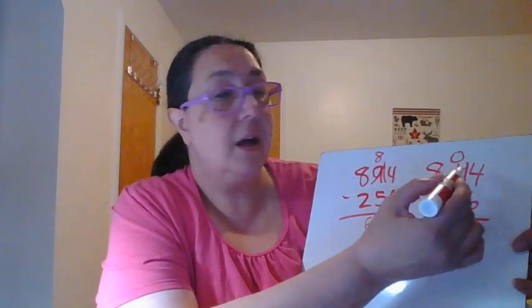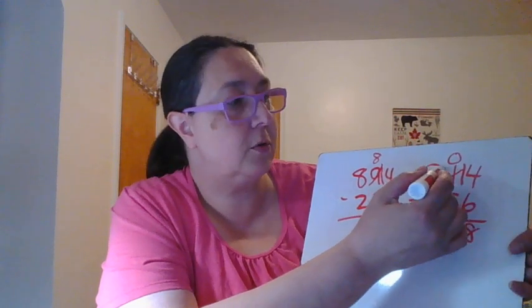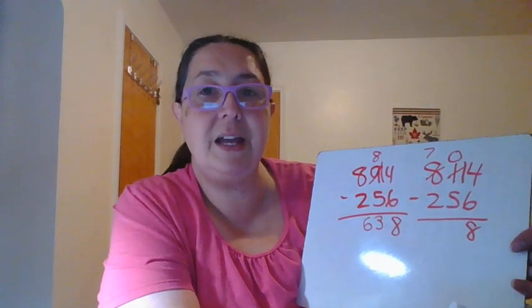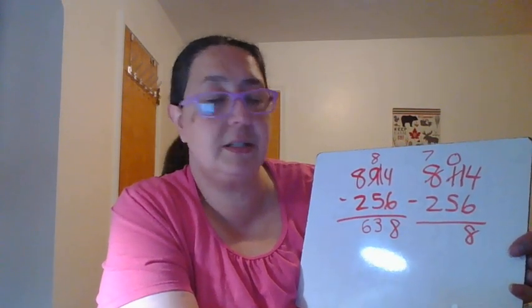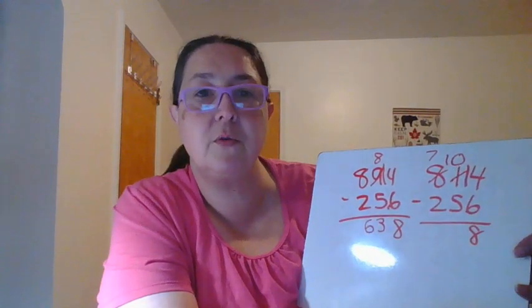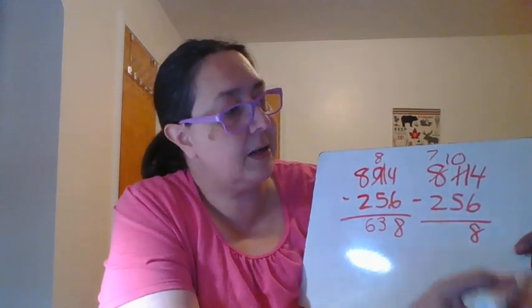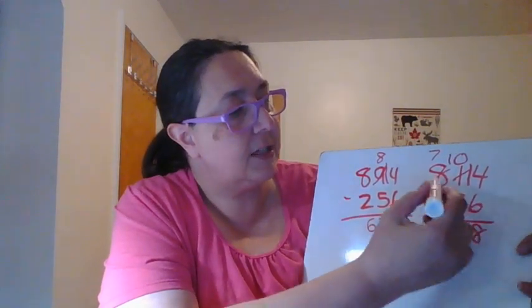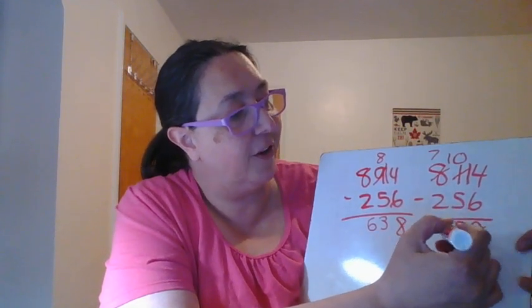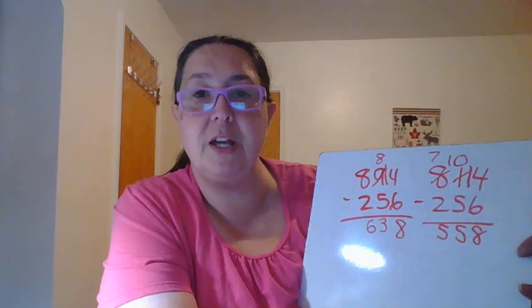I can't. Here's the new thing. You're going to regroup from the hundreds place. So I'm going to take 100, break it up into tens, and bring those new tens over here. So now I have 10 minus 5 equals 5, 7 minus 2 equals 5. So I have 558. That's something that you all know how to do. We're just adding a separate digit.